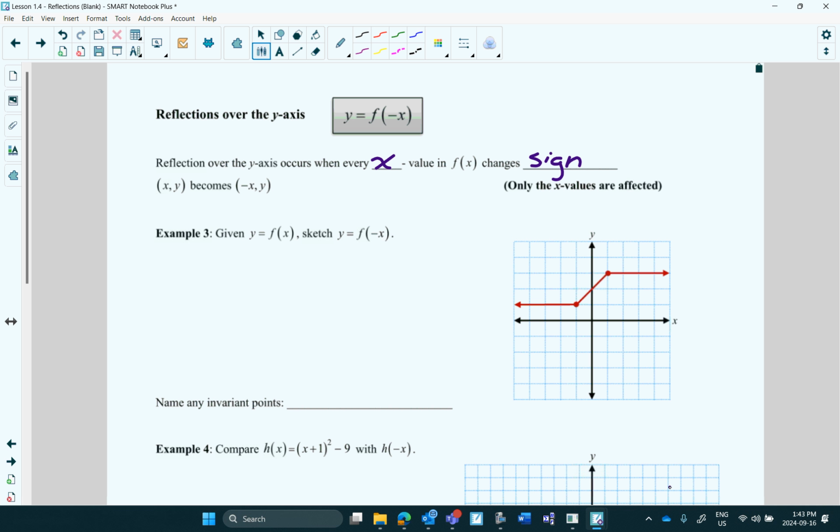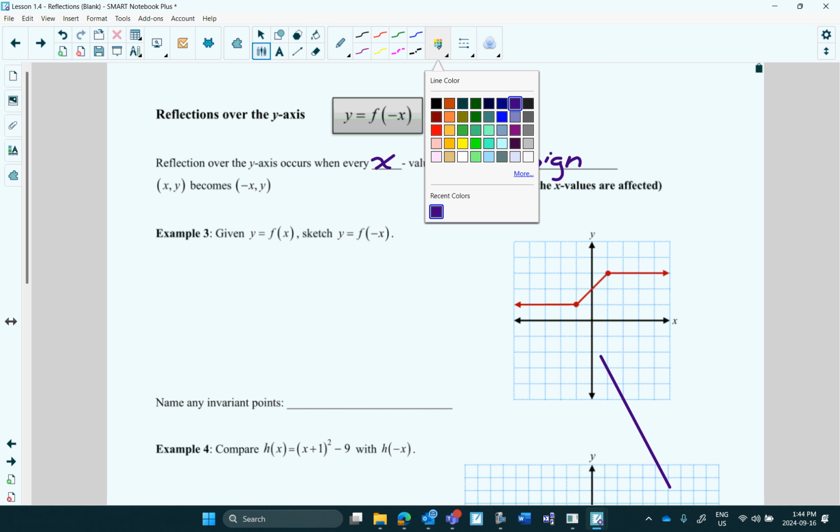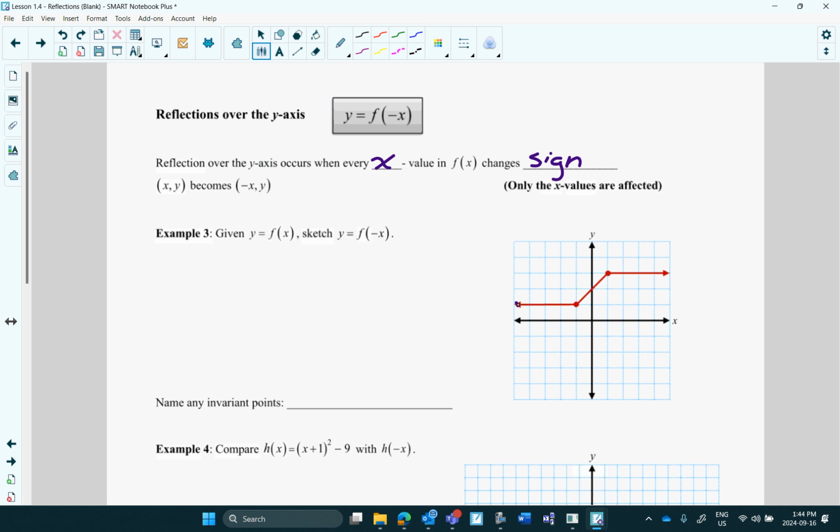So again, and notice I didn't give you a mapping notation because this is pretty straightforward. All I have to do here is change the x coordinates to negative, or flip it over the y-axis. So we can do this. I'm going to put points there so I know where to flip them.